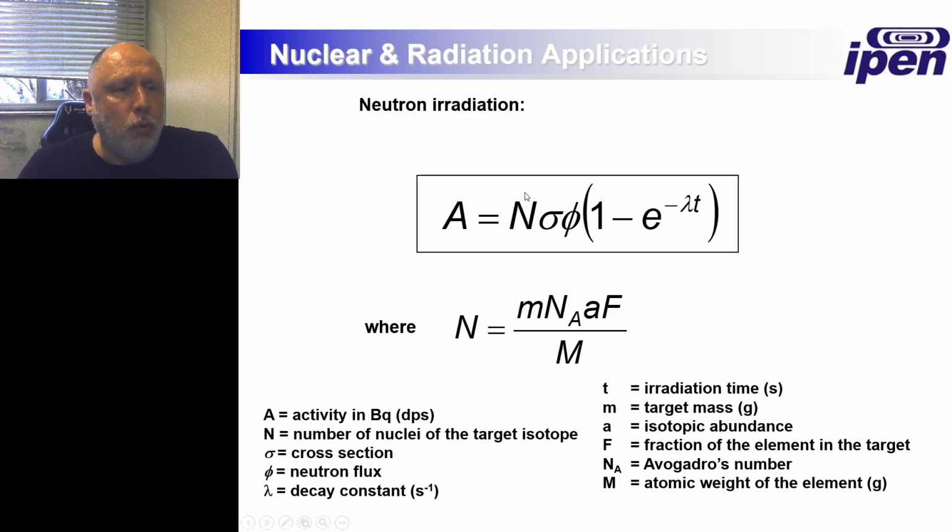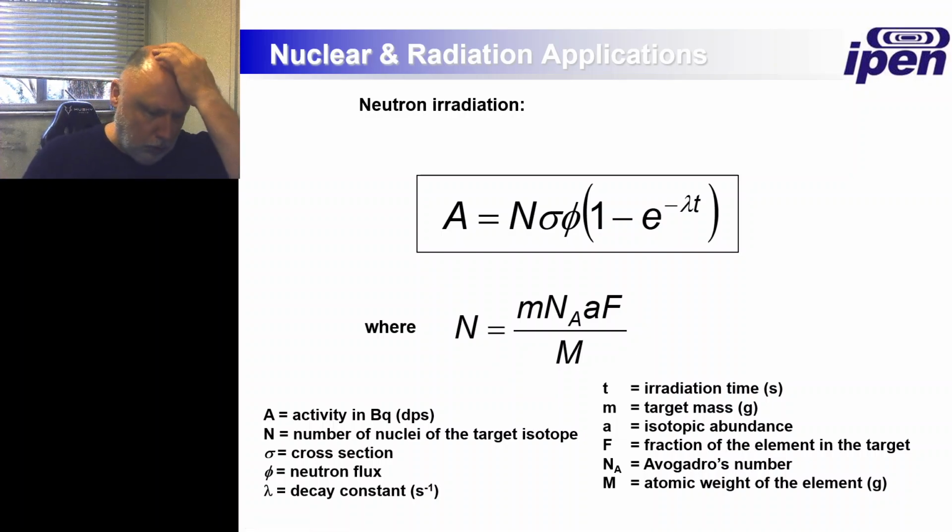Now, we all know from chemistry that this is the number of nuclides of a selected isotope in a sample, right? It's the mass over the molar mass times the Avogadro's number times the isotopic abundance, right? And the fraction of that element in the target, or the composition, right? So if we get this, and so we get the activity, and we can relate it to the mass, to the fraction of a given element in the sample.